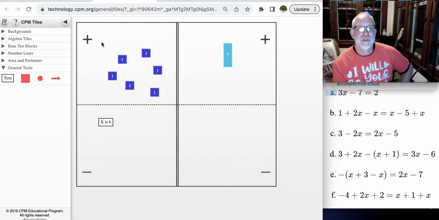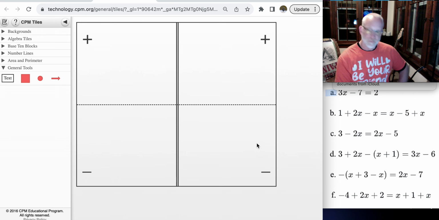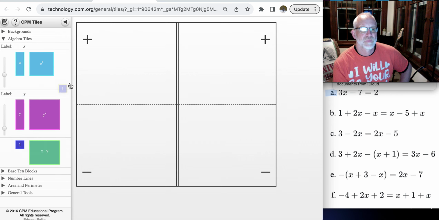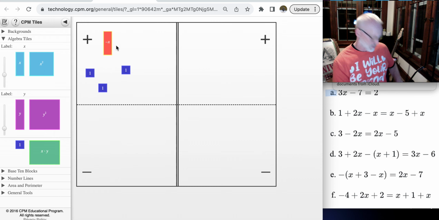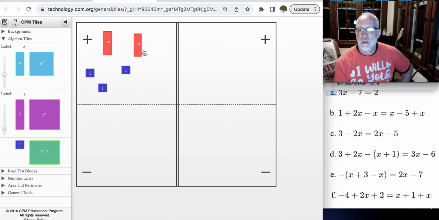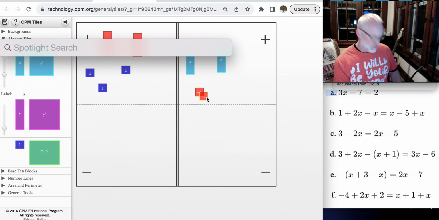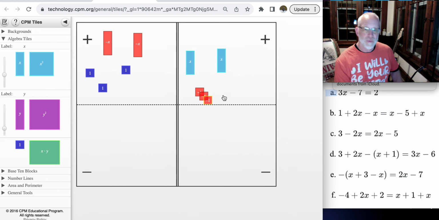The next one looked like this. 3, 1, 2, 3. Subtract 2 x's. Equals 2 x's and 5 negatives. 2, 3, 4, 5. Okay.